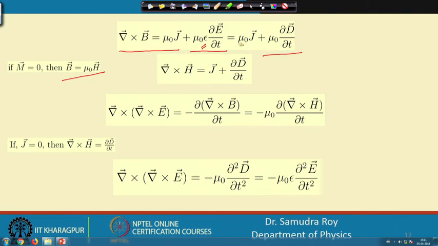If I take mu 0 common and put it here, then it should be curl cross H equals j plus del D del T. Again, this is the equation. This equation is slightly modified. This is the fourth Maxwell's equation that is slightly modified.